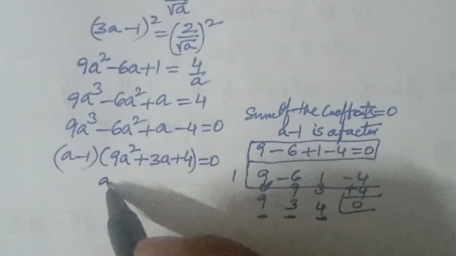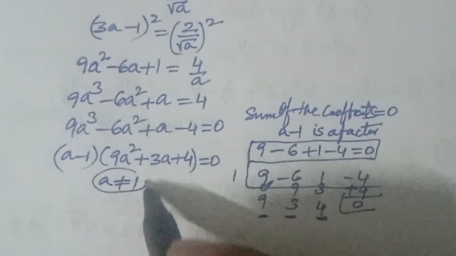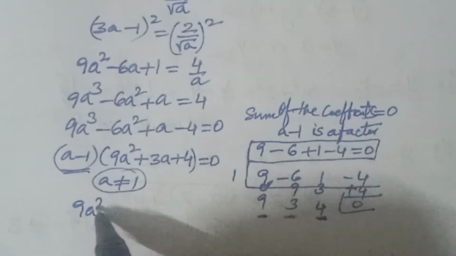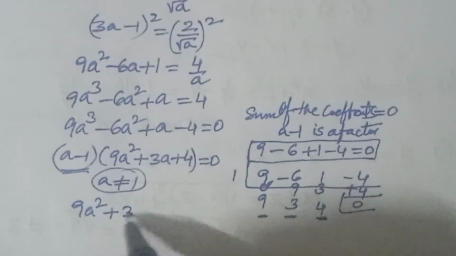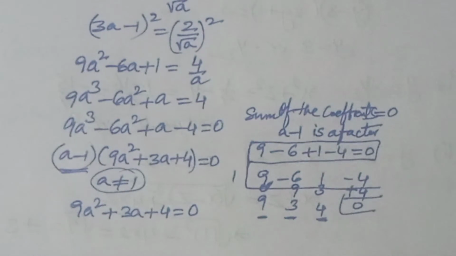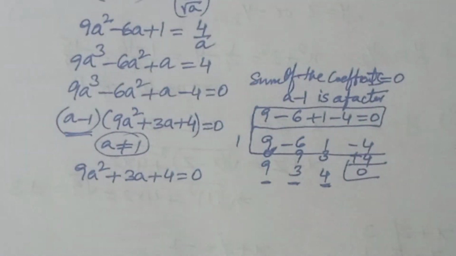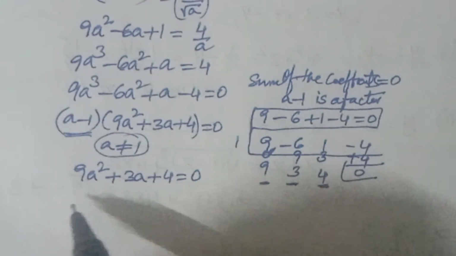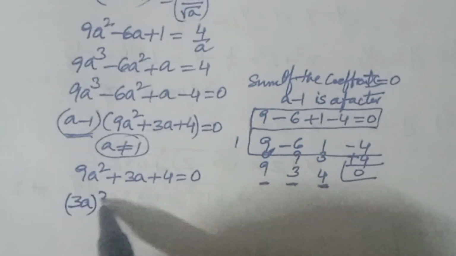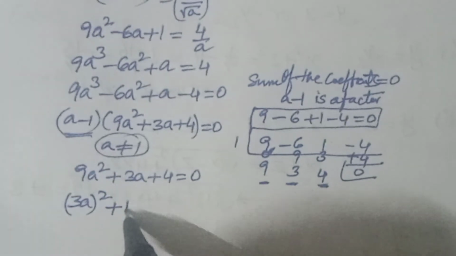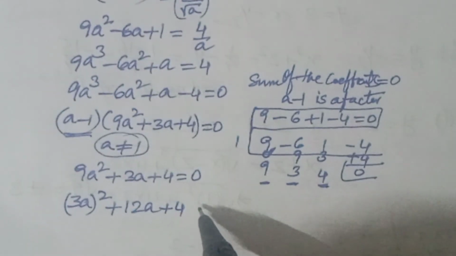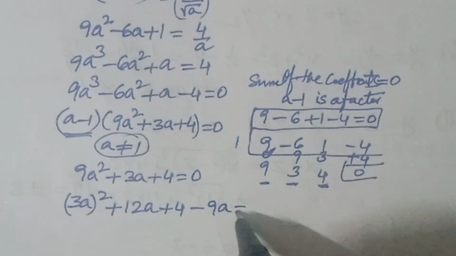So already it is given a is not equal to 1, so you cannot take the first one. So 9a square plus 3a plus 4 equal to 0. So how to find the factors here? You won't get the factors. So here, making a perfect square, 3a whole square plus 12a plus 4 minus 9a equal to 0.